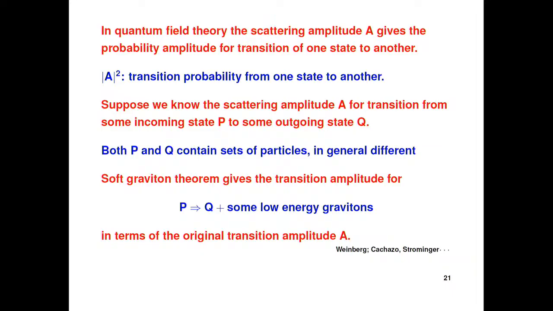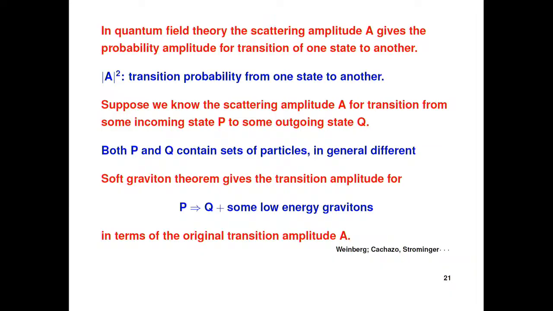Now let us suppose that we know the scattering amplitude A for transition from some incoming state P to some outgoing state Q. Here P and Q could contain a set of particles. So imagine that P consists of a set of particles that are coming in, Q consists of a set of particles that are going out, and we want to calculate the probability amplitude for this process. A set of particles carrying certain momentum coming in and another set of particles carrying certain other momentum going out. Now this A is in general difficult to calculate, because it will depend on the details of the interaction, details of what kind of forces operate between these incoming and outgoing particles.